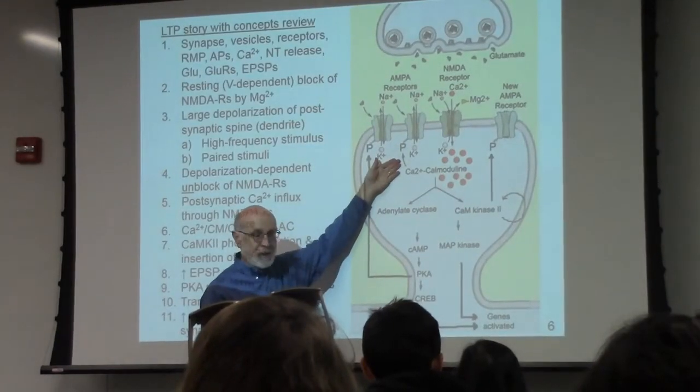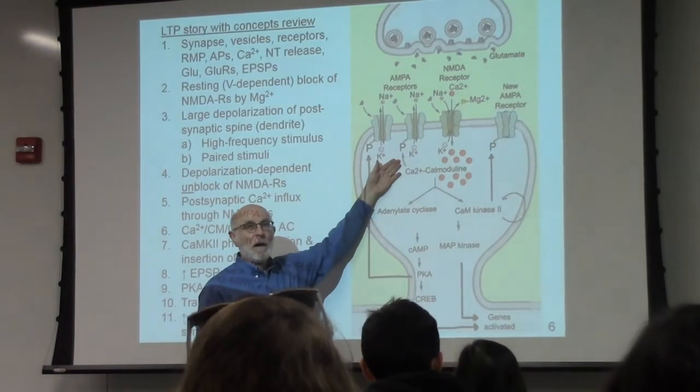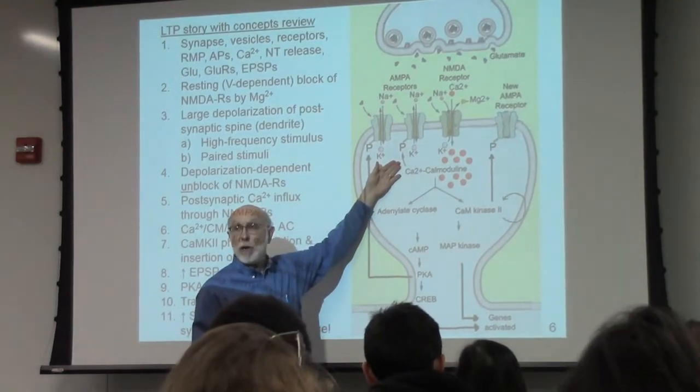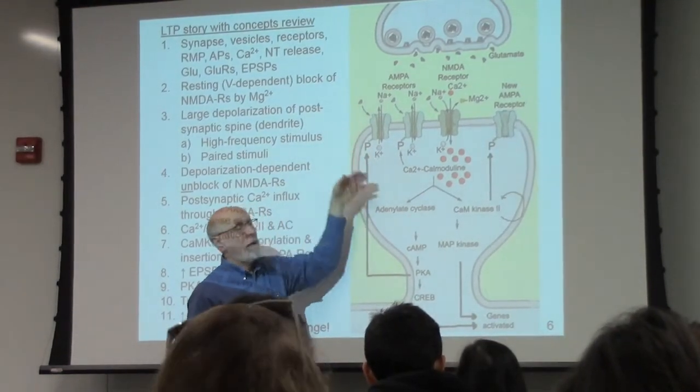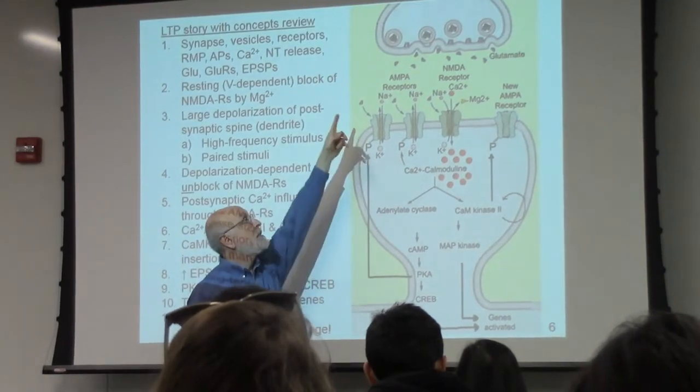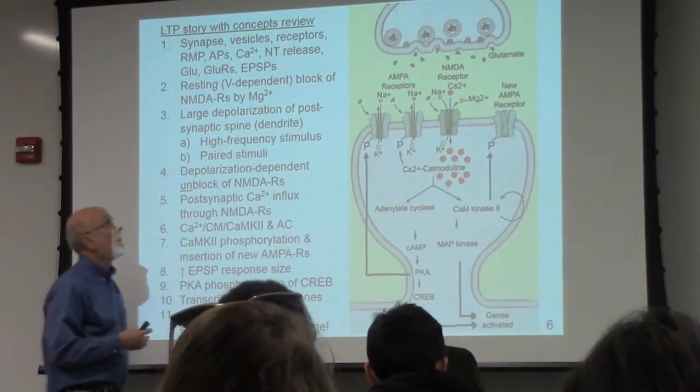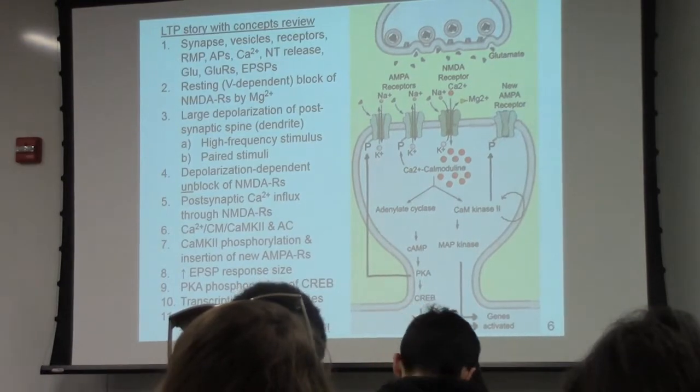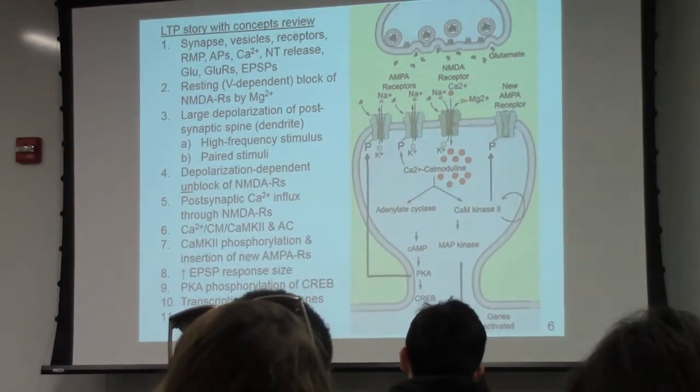And this is the postsynaptic spine of the dendrite of the CA3 neuron. So that's CA1, this is CA3. Presynaptic, postsynaptic. So let's talk about some of the things that we can review here.